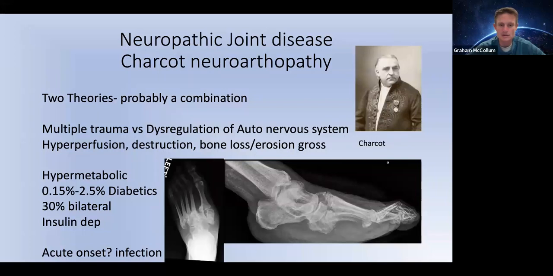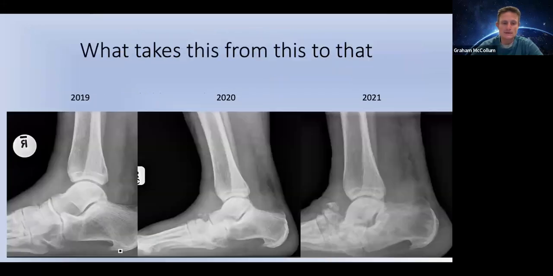Often patients with Charcot have bounding pulses. It's very, very rare to have patients with a Charcot foot and no pulses. You do sometimes, but most of the time you almost need hyper-perfusion to get this hyper-metabolic state in that affected limb. Most of the patients seem to be either very long-standing diabetics, so maybe not diagnosed for a long time, or have long-standing diabetes, and the majority are insulin-dependent.